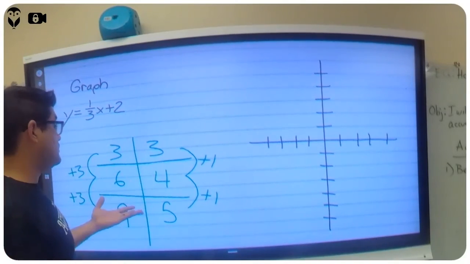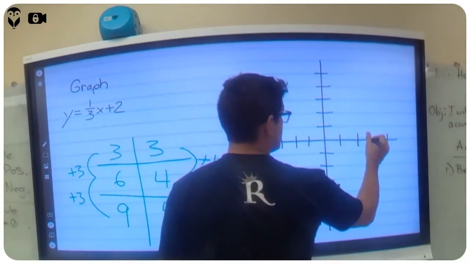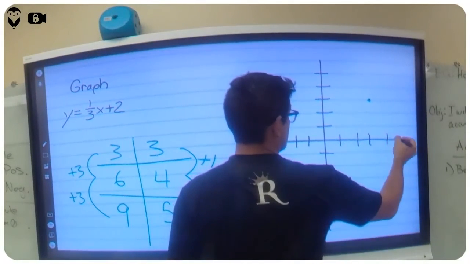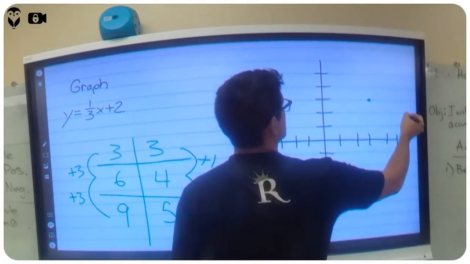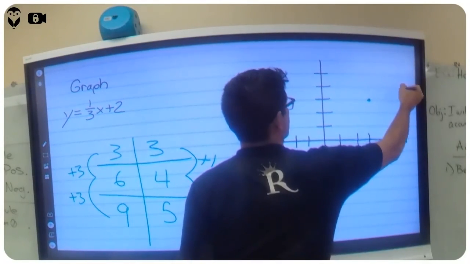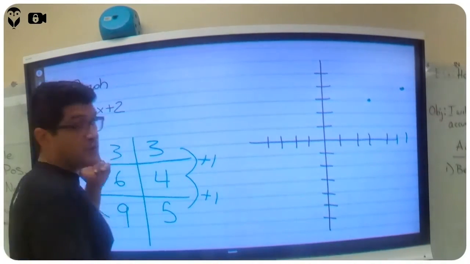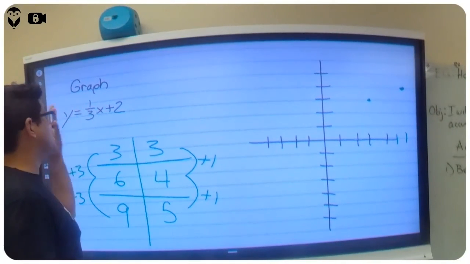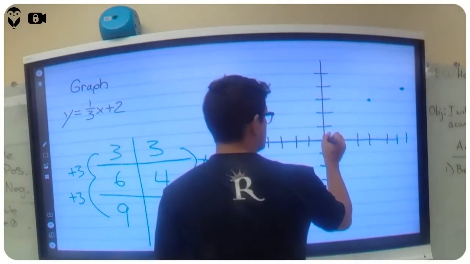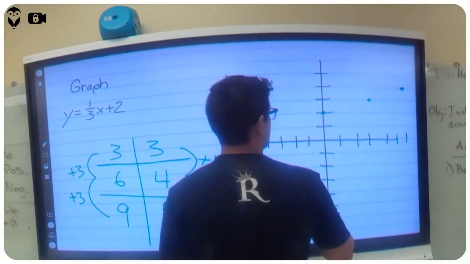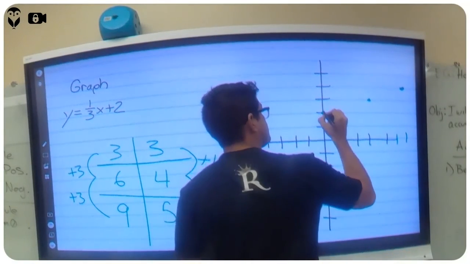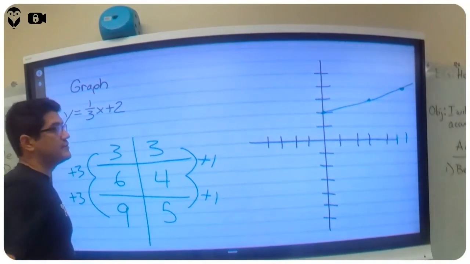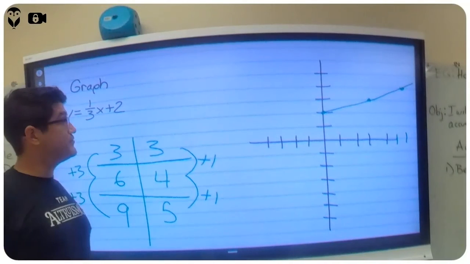So now you have points, so you just graph them. 3, 3; 6, 4; and then so on and so forth. You can also put 0 in this equation. That's a good one. If you put 0 in here, you're going to get 0 plus 2, which is 2. So when you put 0, 2, there's the other one. So here's your line. Remember, you only need 2 points to graph, so you only have to do 2 steps. And you can choose 0. So that's a good idea too.